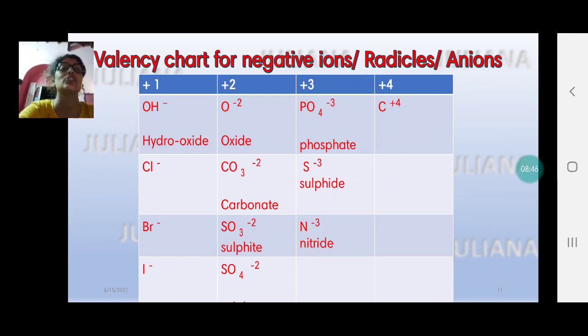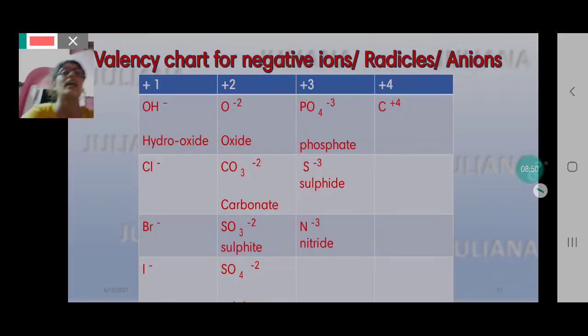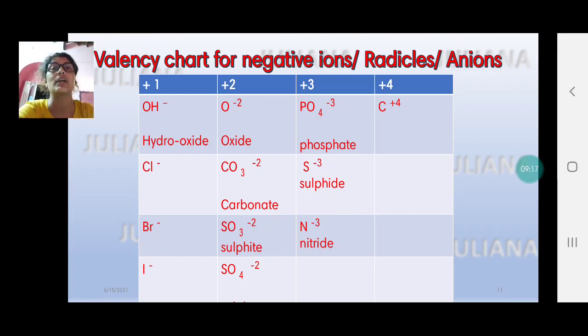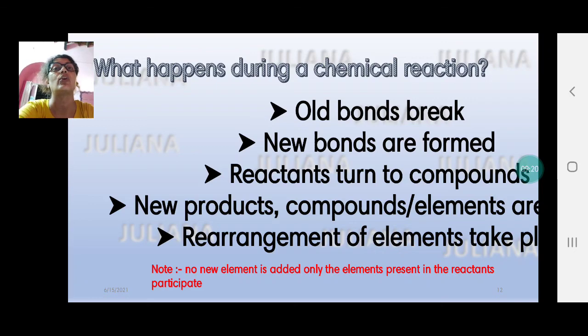So the valency chart will help you to get the formulas. This will also help you to know why sodium chloride is NaCl. Calcium chloride is CaCl2. Aluminium chloride is AlCl3 because aluminium has +3 charge. Calcium is +2 valency, so CaCl2. Sodium is +1, chloride is -1, so NaCl. This is how the valency chart will help you to understand the formulas of compounds.